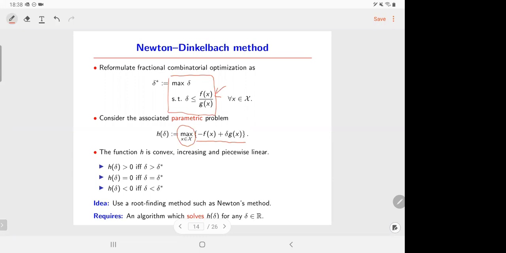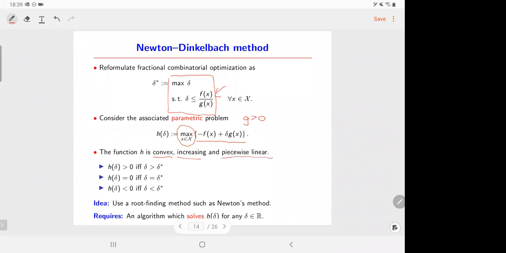Now, a few preliminary observations. The function h is convex because it is the upper envelope of linear functions. It is increasing because g is always positive, and it is piecewise linear.